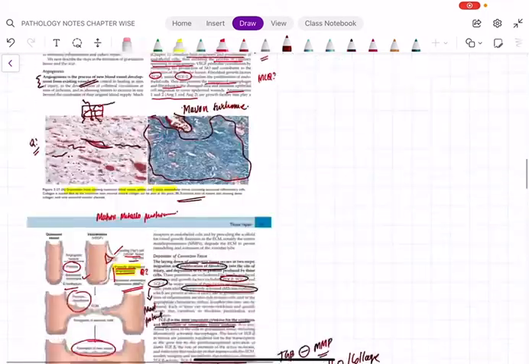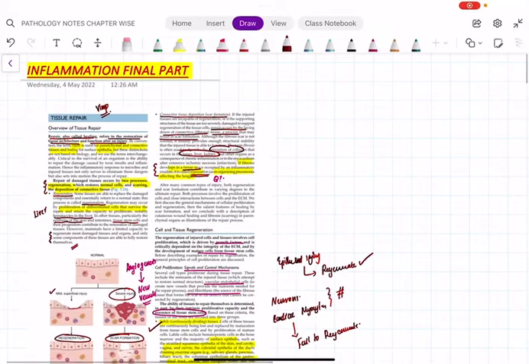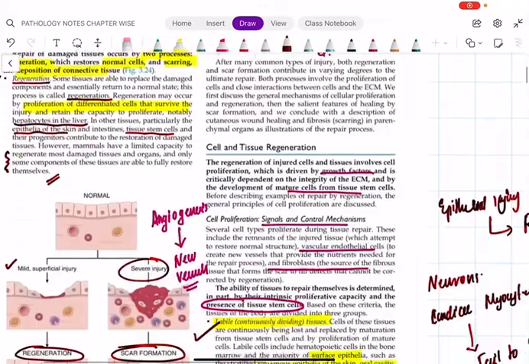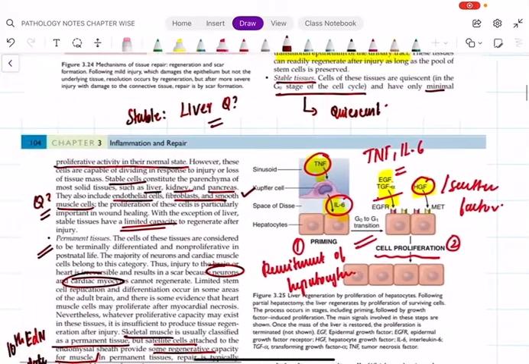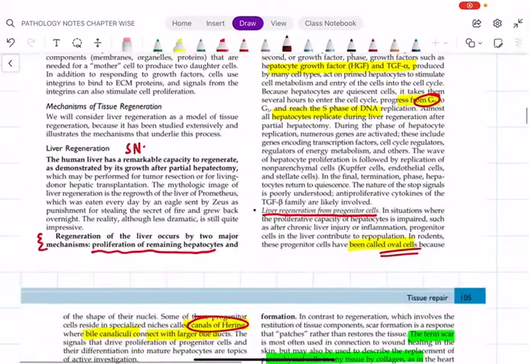I know this has been quite a long lecture, because you can't skip any point. Each of the points is very important. Each of these is a potential MCQ question. Fine. So we have discussed the two processes in which damaged tissues undergo repair: regeneration and connective tissue deposition. In regeneration, we have three types of cells: proliferative cells, stable cells, and permanent tissues. Then we discussed in detail liver regeneration.